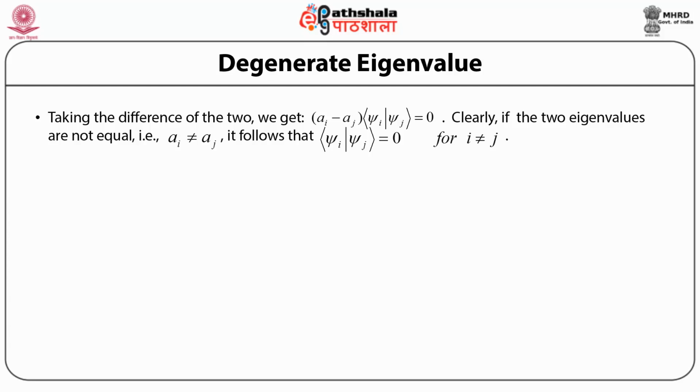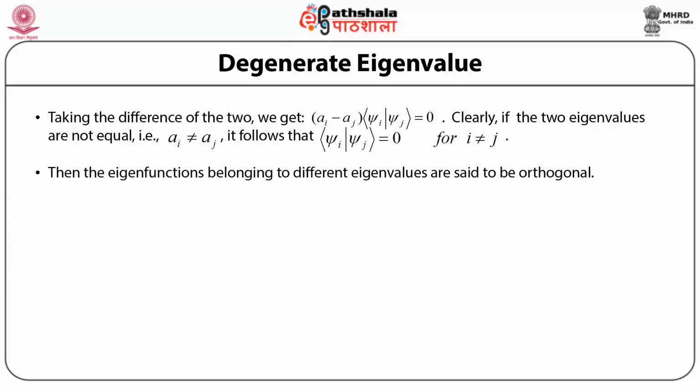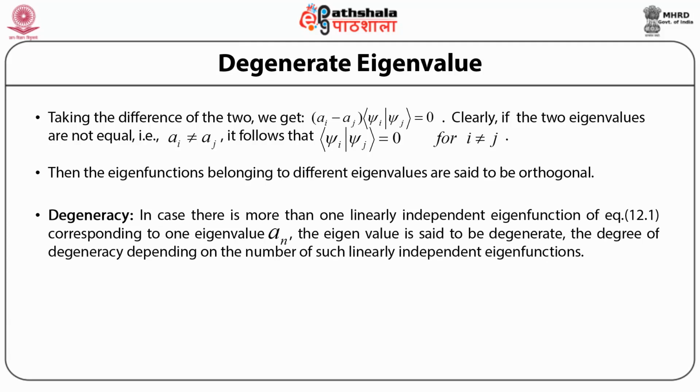Clearly, if the two eigenvalues are not equal, that is, a_i is not equal to a_j, it follows that the inner product of psi i and psi j is equal to 0 for i not equal to j. Then the eigenfunctions belonging to different eigenvalues are said to be orthogonal. Next we discuss the degeneracy.